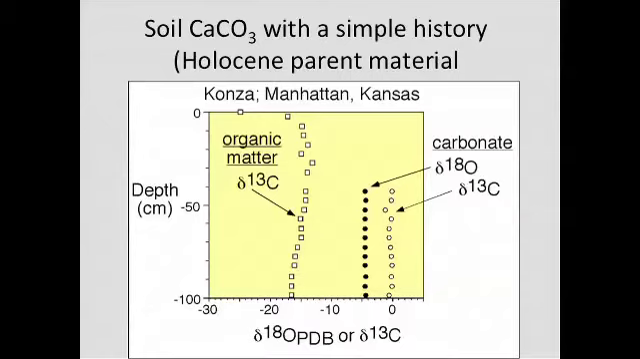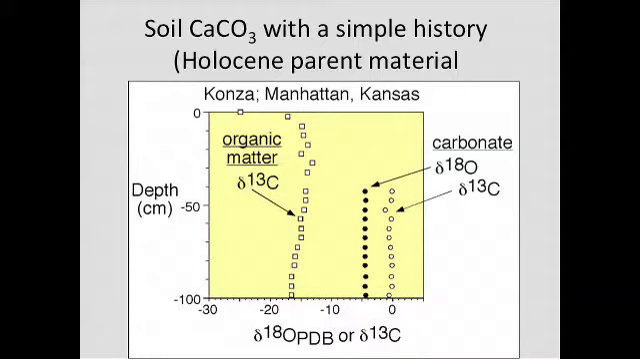If we look at a soil, this is just a typical soil that we collected many, many years ago. And we said, well, what are the depth profiles? Here's the depth profile for delta O18. This is a soil formed in a parent material that was deposited on the landscape at the last glacial maximum. So this has had only one major climate episode to form, the Holocene. And this is what the carbonate looks like. What's really important is there's no carbonate here above 40 centimeters.